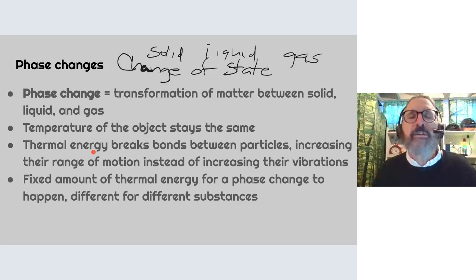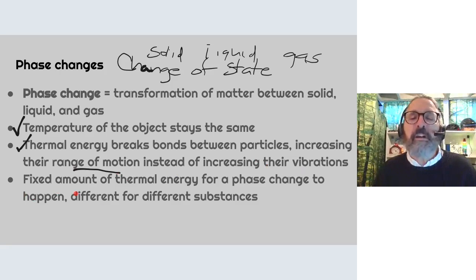Okay, so at a phase change, from solid to liquid to gas, the thing you have to remember is that the temperature of the object stays the same during that change of state. The thermal energy breaks bonds between particles, increasing their range of motion instead of increasing their vibration. So we can increase their vibration by adding more heat, but then we get to a point where we're going to break the bonds to change the state from solid to a liquid or a liquid to gas. It increases their range of motion, but doesn't increase their vibrations.